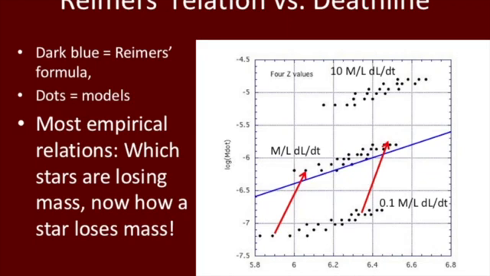That's true of most other empirical relationships derived in the same way, by taking observed mass loss rates and plotting them against stellar parameters. They do a really good job of finding the death line. They tell us which stars are losing mass. They don't tell us how a star will lose mass. So they're useful, but they're not useful in the way that they've mostly been used.